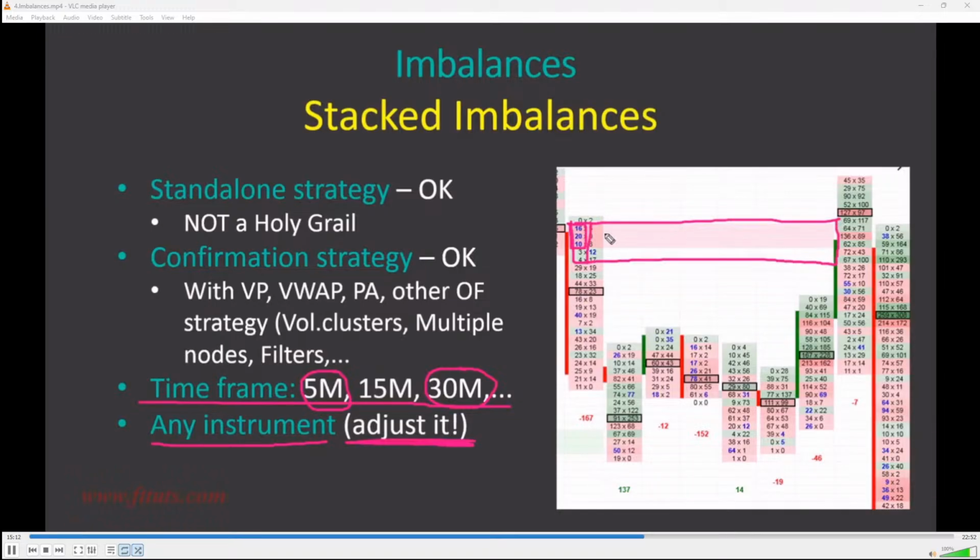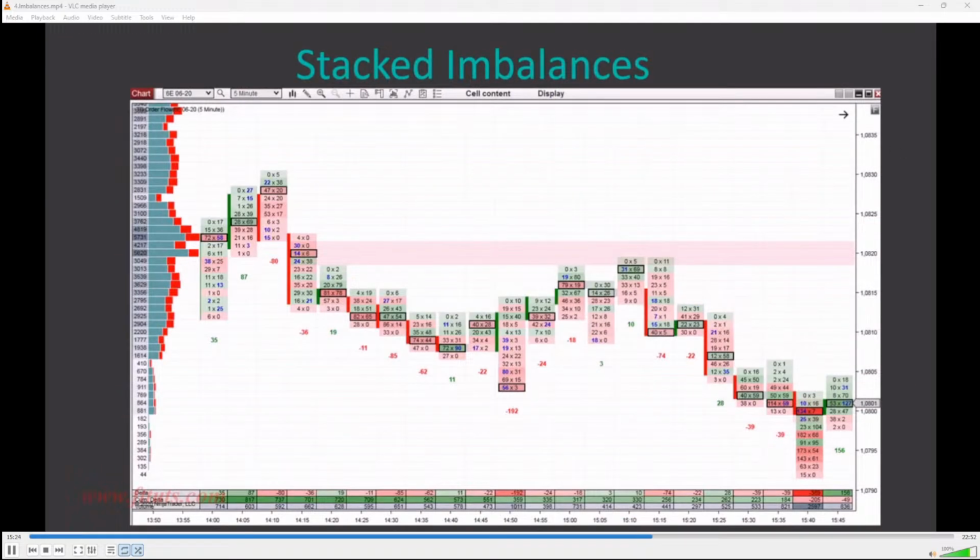But for the Euro futures, which I prefer to trade with the order flow, I use 300% and I use 3 stacked imbalances as a default. Now let's move forward. I'm going to show you the standalone strategy, how we can trade this as a standalone strategy. So in here, the software pointed out this imbalance, those 3. So this is a strong resistance area.